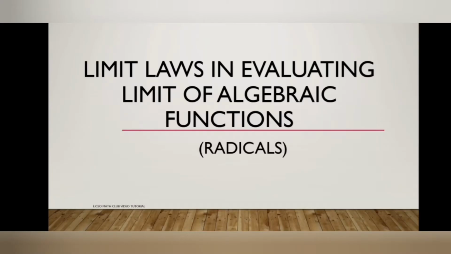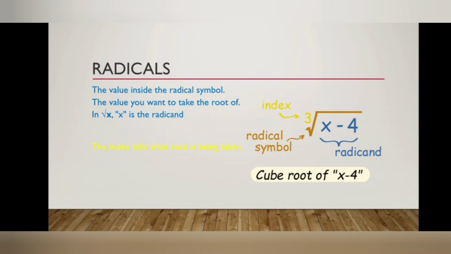Good day to all. Today we will be discussing the limit laws on evaluating limits of algebraic functions. Now let us discuss the different parts of a radical. The radicand is the value inside the radical symbol, or the value you want to take the root of. In our equation, the radicand is x minus 4.